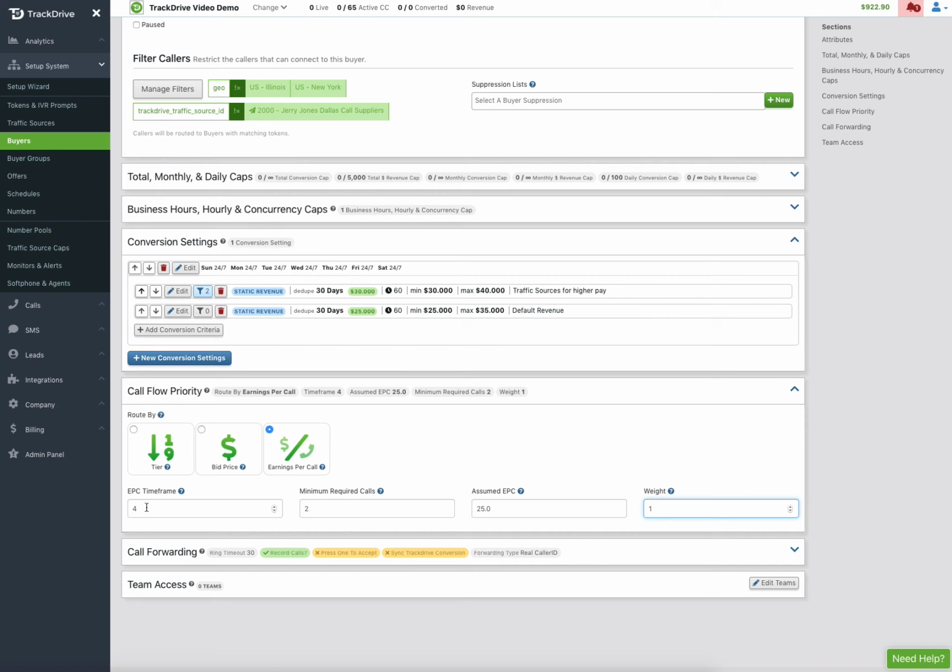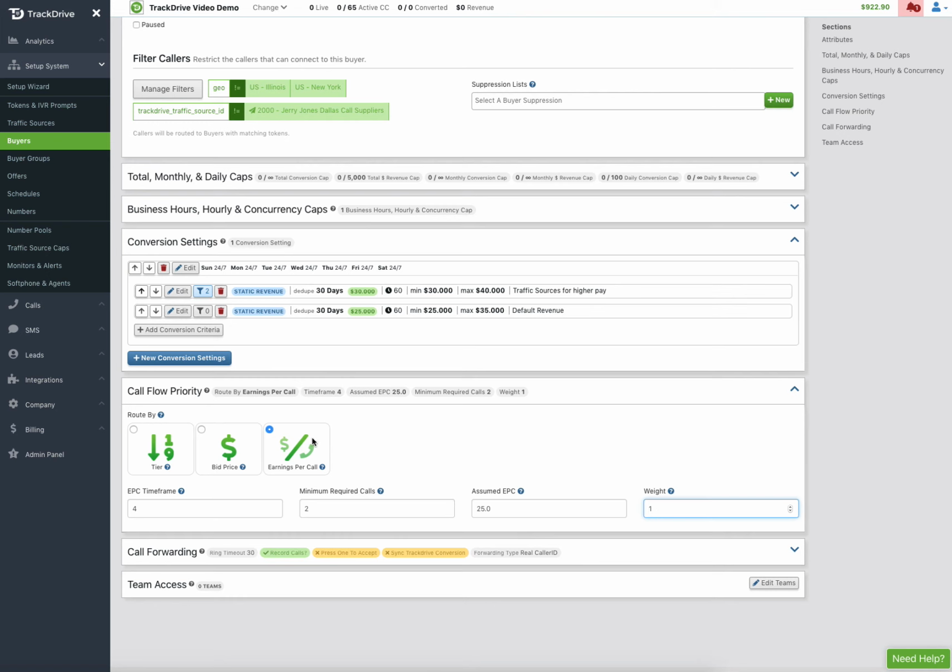If I really did have that many calls, I'll check what his real earnings per call are, and it'll use that number. So let's say he converted half of his calls and he was paying you 25. He'd now start routing at 12.5, which would make his priority worse. And so he would wait to fit in until other people fell below his earnings per call. And that's how earnings per call routing works. Again, the weight still comes into play.